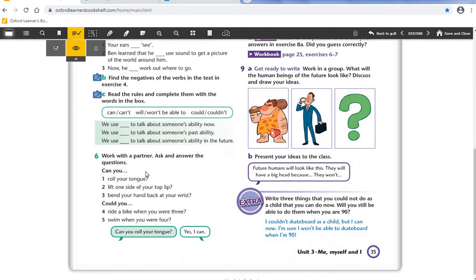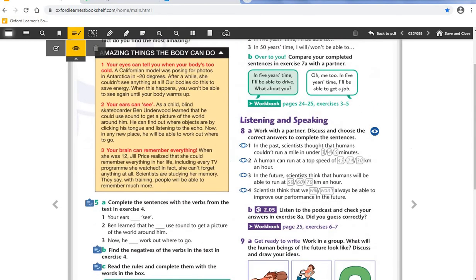Okay, now work with a partner, ask and answer the questions. We asked and answered these questions in the class. You can do it at home too. Can you roll your tongue? Yes, I can, or no, I can't. Like this. Or in the simple past, you can ask again, could you ride a bike when you were 3, when you were 2? Like this.